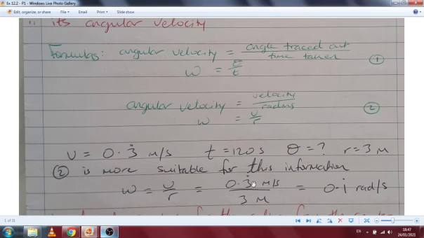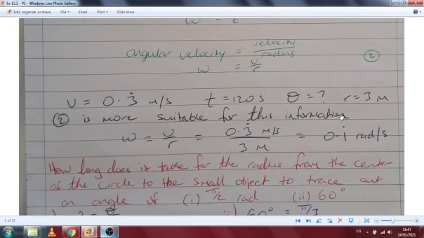Our velocity is 1/3 meters per second and our radius is 3 meters, so we get 0.33333 divided by 3, which gives us 0.1 recurring radians per second.